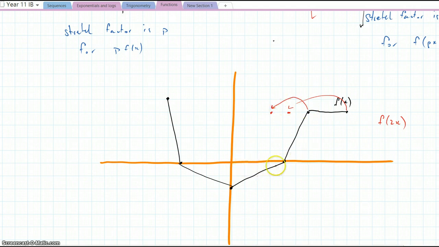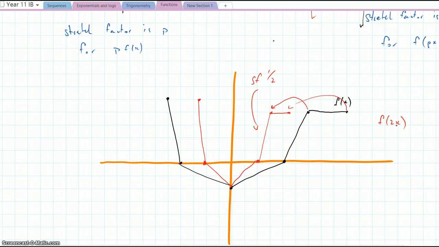This point has 4, backs off to 2. This is my x coordinate at 0, so it doesn't change. At minus 4, goes back to minus 2. And 5 goes to 2.5. Y coordinate does not change. Now have a look at this. What's happened there is a horizontal compression. Scale factor 1/2.